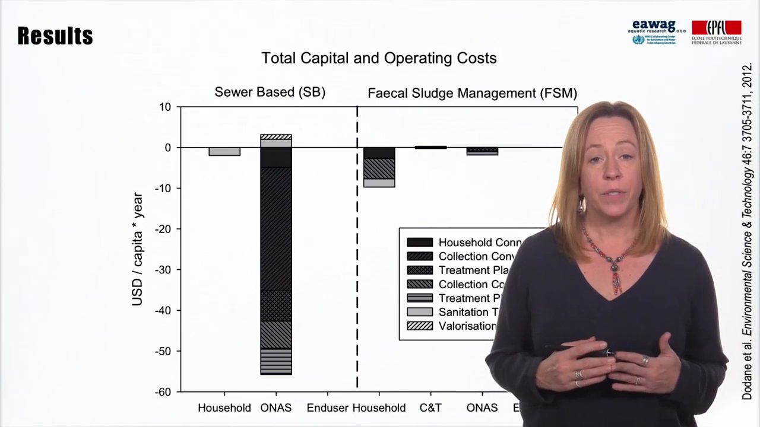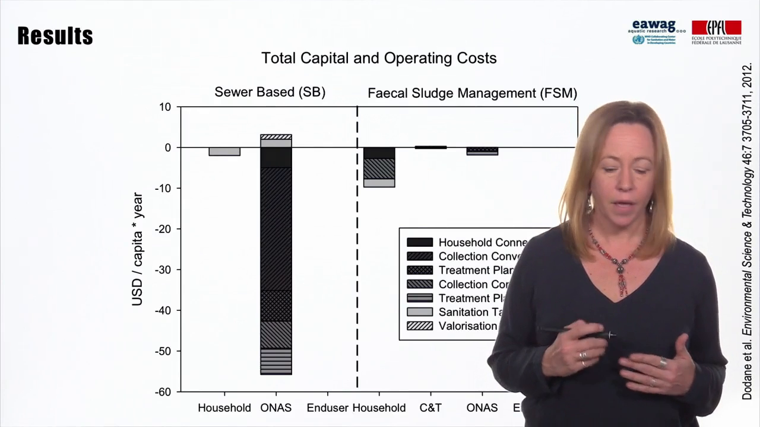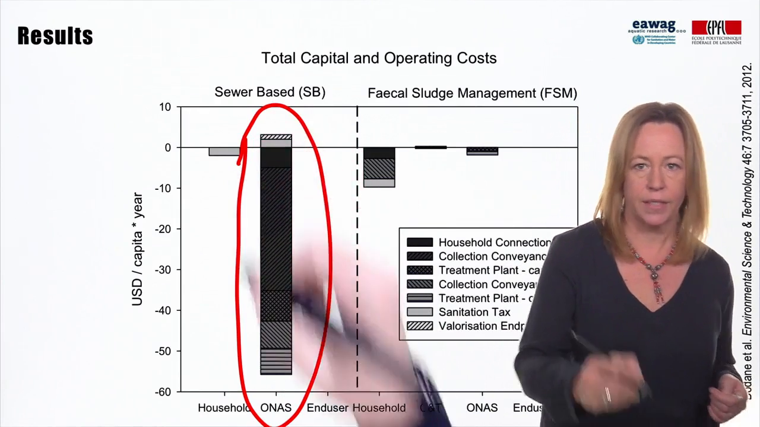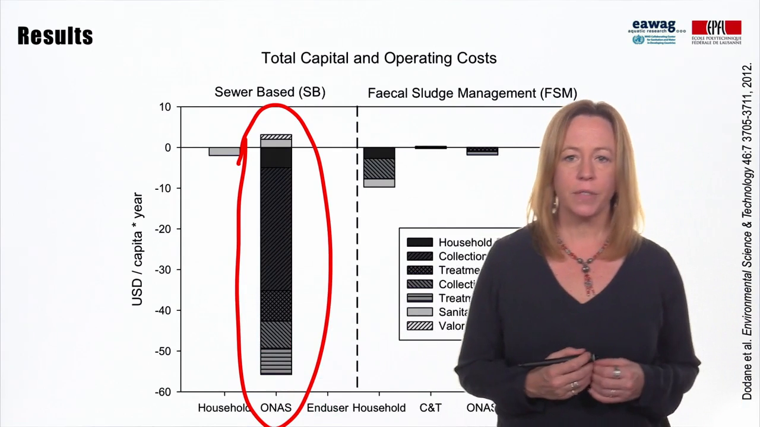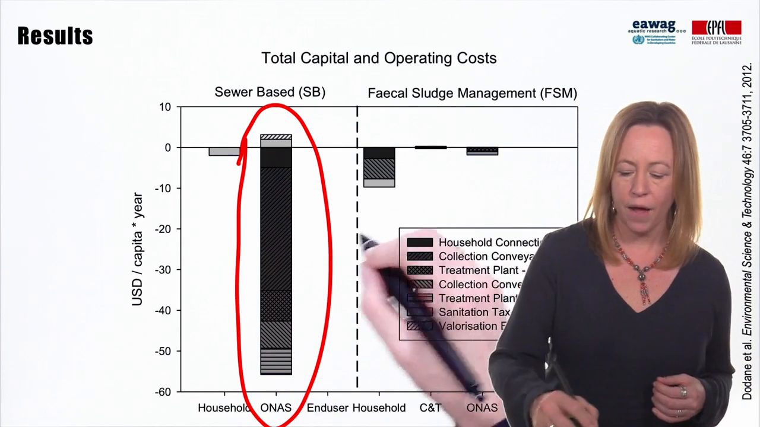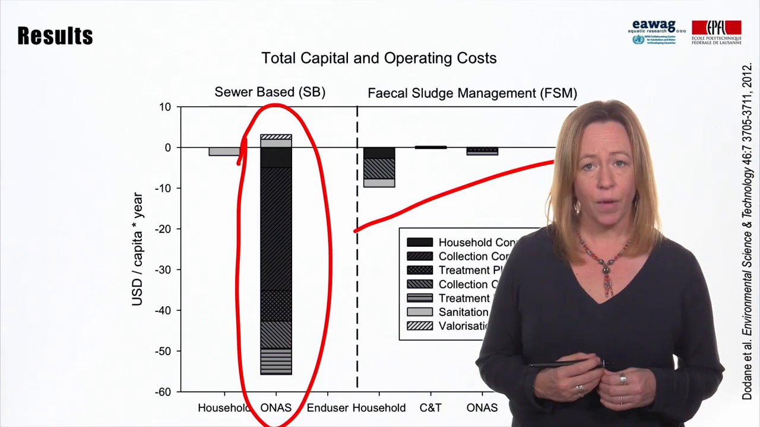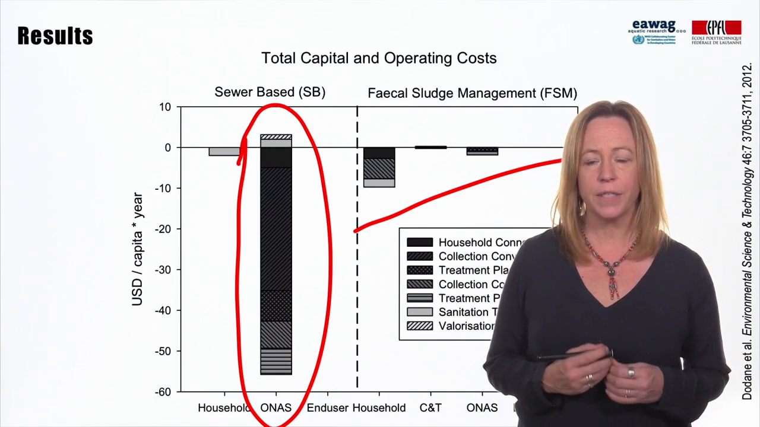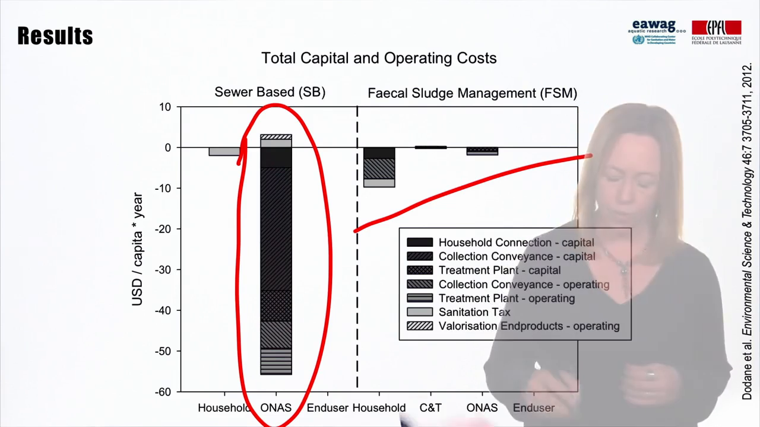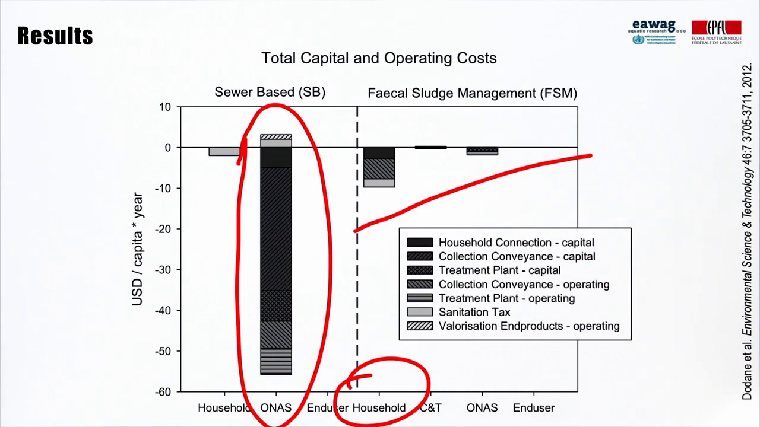What else we see from the results is that with the sewer-based system, the costs are mainly borne by ONAS, whereas in the fecal sludge management service chain, the costs are much more spread out among the stakeholders. It is also important to note that this is not equitable, as poor households in the fecal sludge management system are having to pay twice for sanitation. Once with a sewer tariff included in their drinking water, and second when they are paying for fecal sludge management services. This is where it is also interesting to think about how resource recovery options could offset costs.